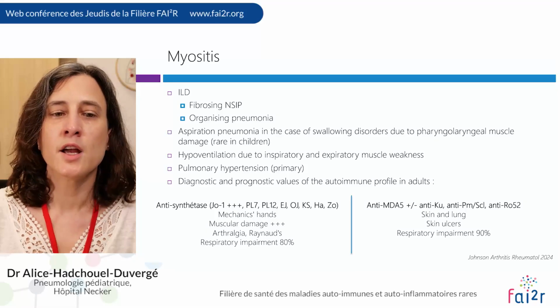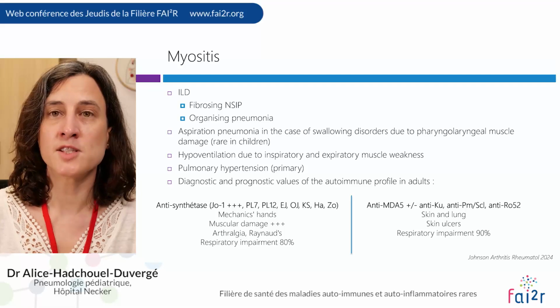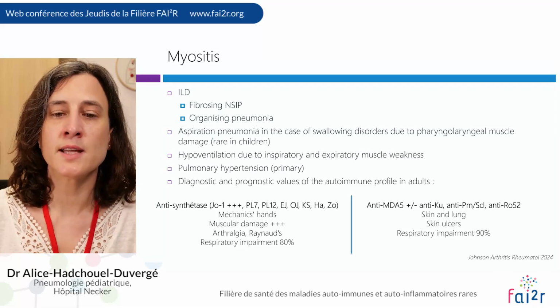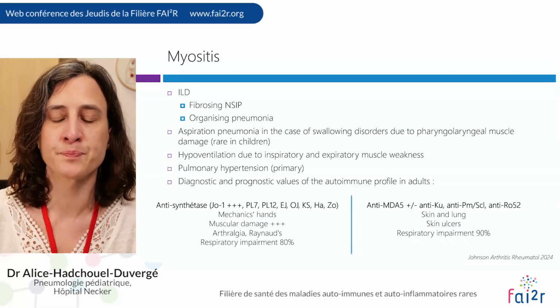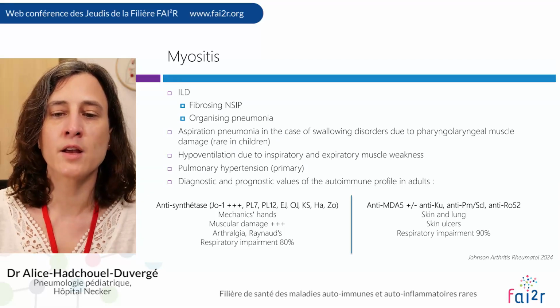In myositis, the lung involvement may be interstitial lung disease, which can be either a fibrosing non-specific interstitial pneumonia or an organizing pneumonia. Myositis, as systemic sclerosis, can also be complicated by aspiration pneumonia in the case of swallowing disorders related to pharyngeal muscle damage. It's very rare in children. The muscle weakness may involve respiratory muscles and lead to hypoventilation with dyspnea. Myositis can also be associated with pulmonary hypertension.